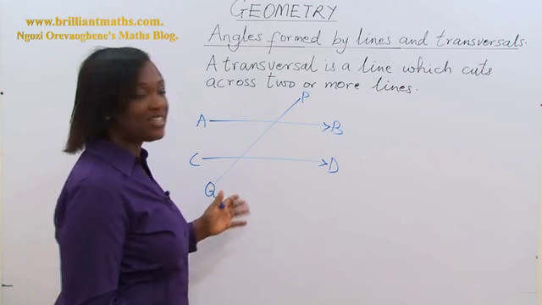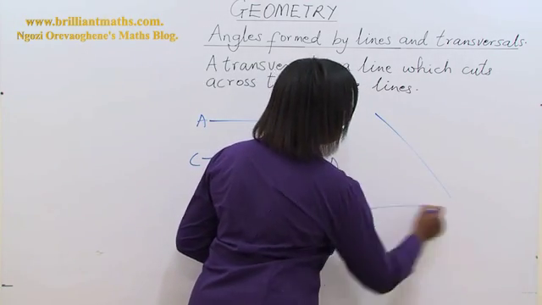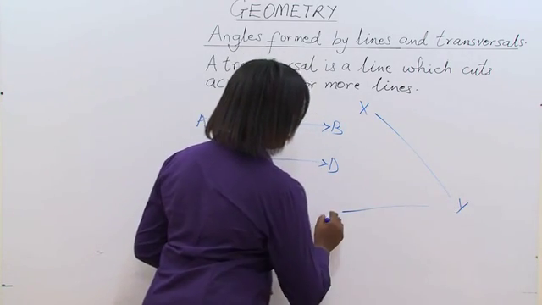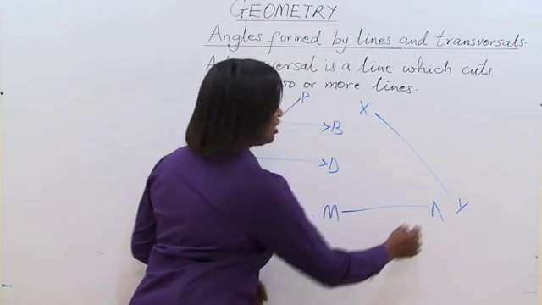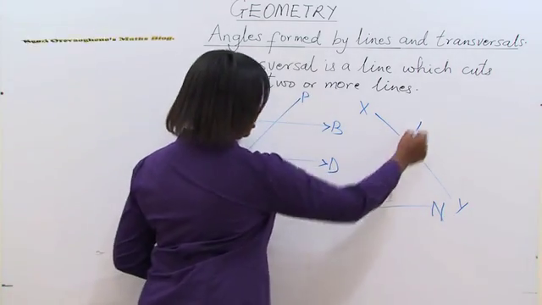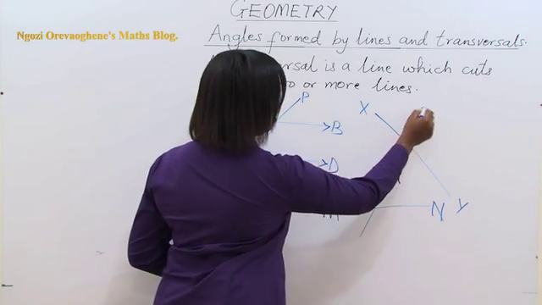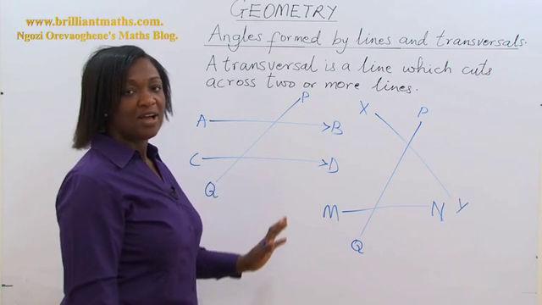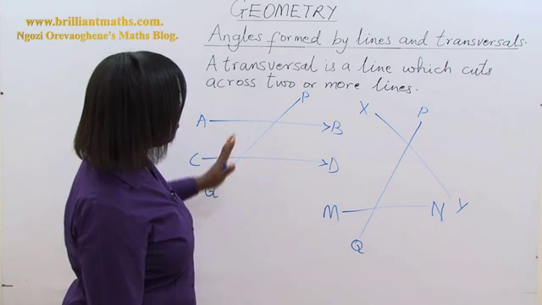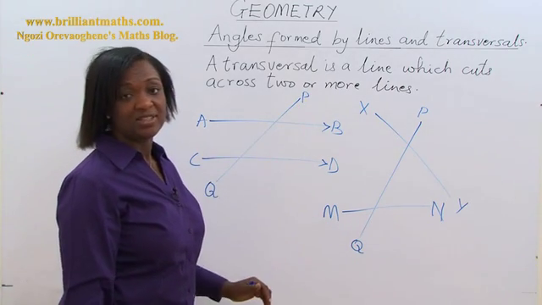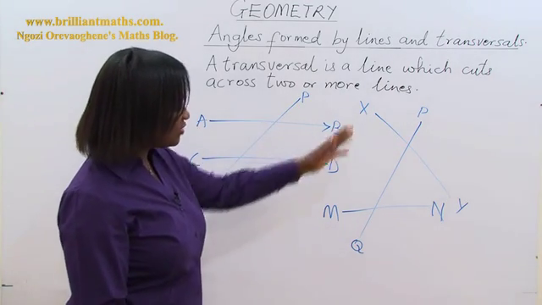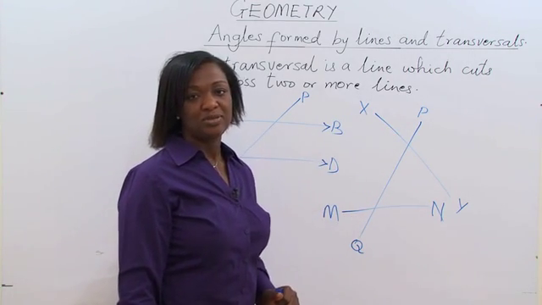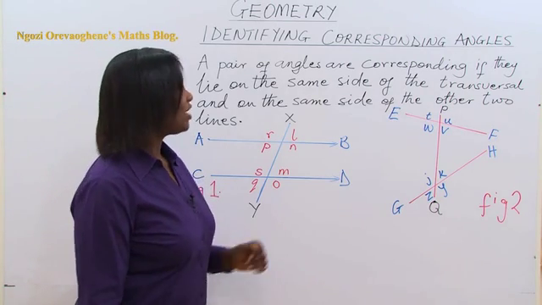We could also have lines that are not parallel. For example, if we have line XY and line MN, and PQ is a transversal. What happens when you have angles formed by a transversal cutting across parallel lines and angles formed by a transversal cutting across lines that are not parallel? We'll find out soon.